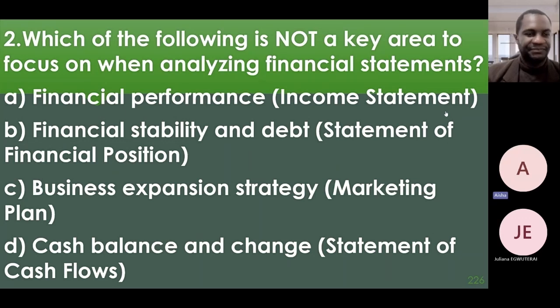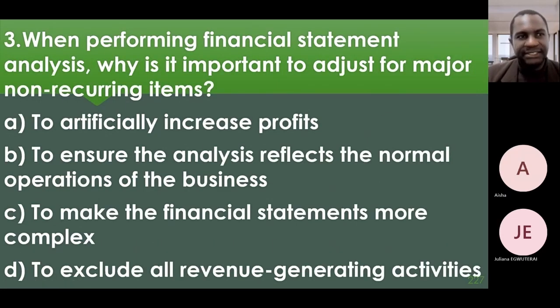C is not an area of focus. Okay, so C, your pick is C too. All right, we'll see. When performing financial statement analysis, what is important to adjust for major non-recurring items?